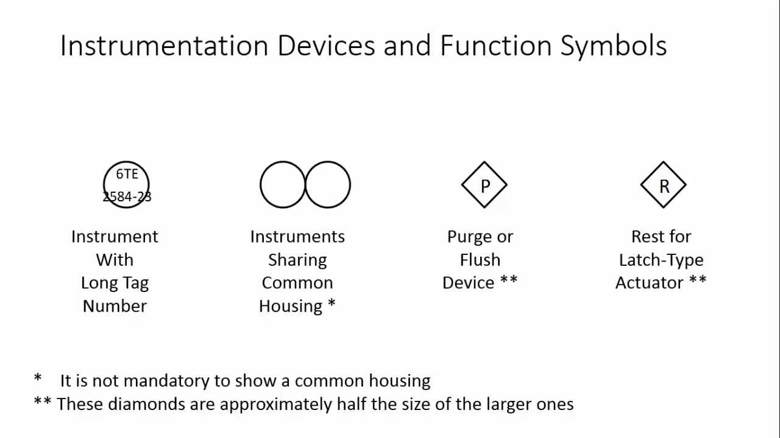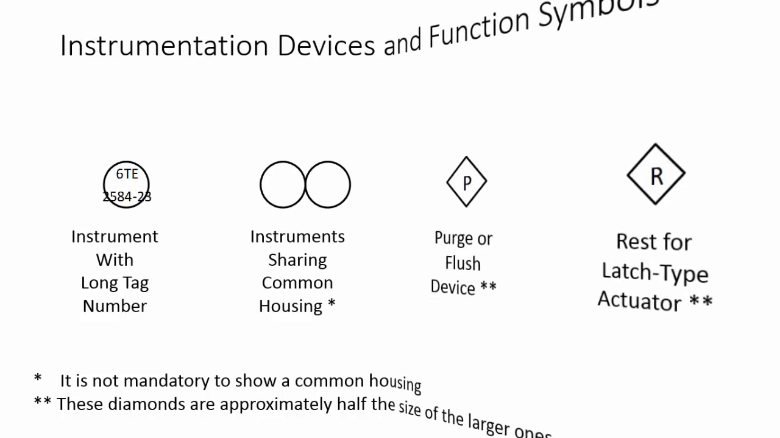Here's a diamond with a P associated with it. This is a purge or flush device. These diamonds are going to be approximately half the size of the larger ones, meaning the diamonds that are in the instrument type symbols. This diamond with an R in it is a reset for a latch type actuator. So there are special symbols that are used. That's why I always like to keep that list of symbols and list of designators handy when I'm going through any kind of P&ID, especially for the first time.